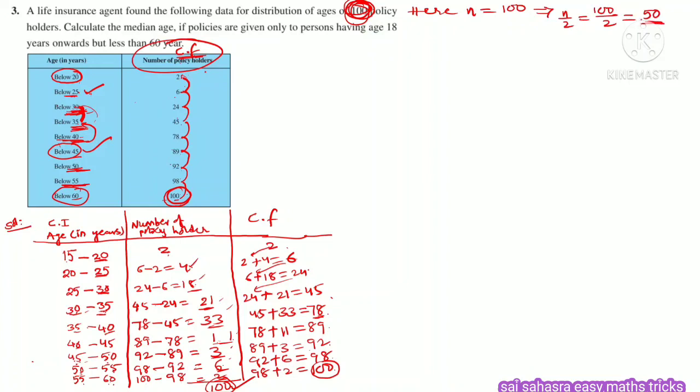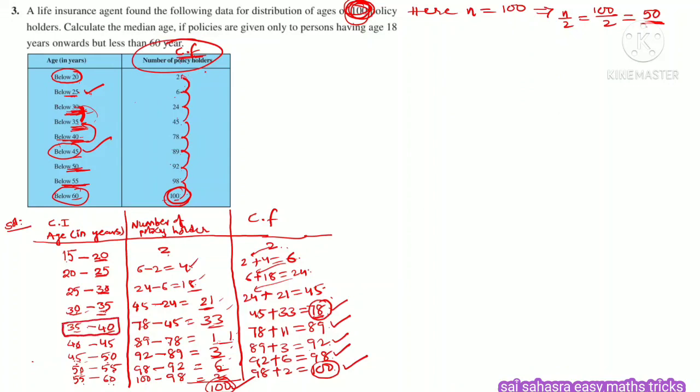So this 50, how many values are more than 50? Let us see. This is less than 50, less than 50, less than 50, less than 50, and this is more than 50, more than 50, more than 50, more than 50. In all these values, which is just bigger than 50? Just bigger than 50 is 78. 78 straight towards class is 35 to 40.